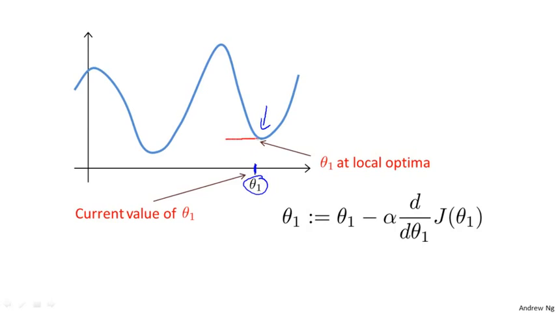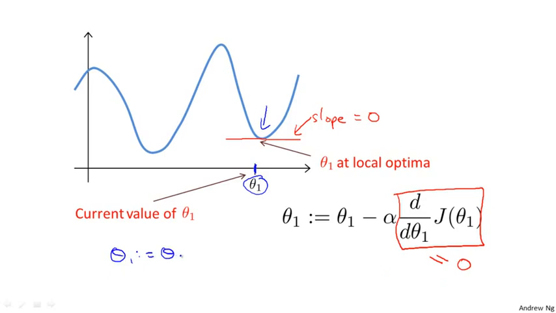So let's look at that slope, right? It's that tangent point. So the slope of this line will be equal to 0, and thus this derivative term is equal to 0. And so in your gradient descent update, you have theta 1 gets updated as theta 1 minus alpha times 0. And so what this means is that if you're already at the local optimum, it leaves theta 1 unchanged, because the update gives theta 1 equals theta 1. So if your parameter is already at the local minimum, one step of gradient descent does absolutely nothing. It doesn't change the parameter, which is what you want, because it keeps your solution at the local optimum.